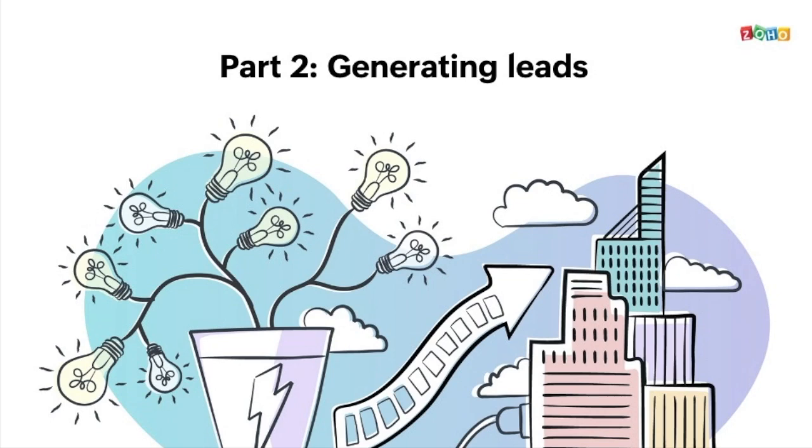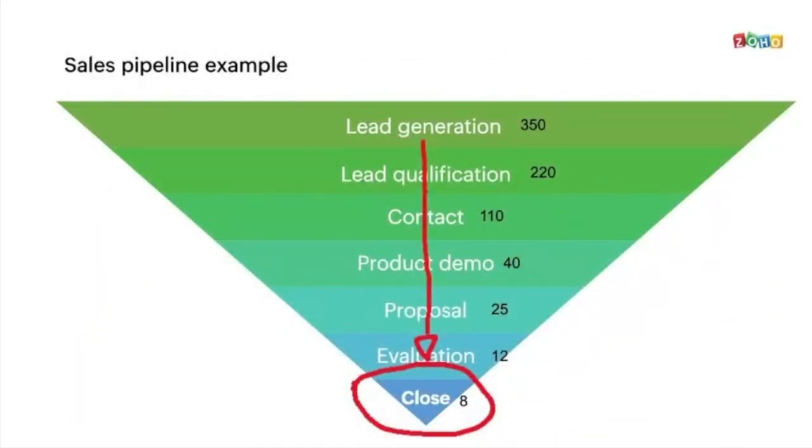Okay, so the next slide is a sales pipeline example. As you can see at the bottom, we've got close. And at the top, we have lead generation. So for us to be able to close, hypothetically, say 8 deals, and this is a hypothetical number, every number is different, we need to have a lead flow coming through. So we'll have the leads coming through.